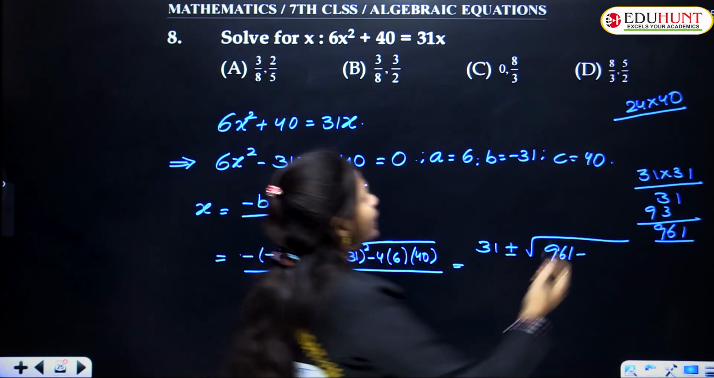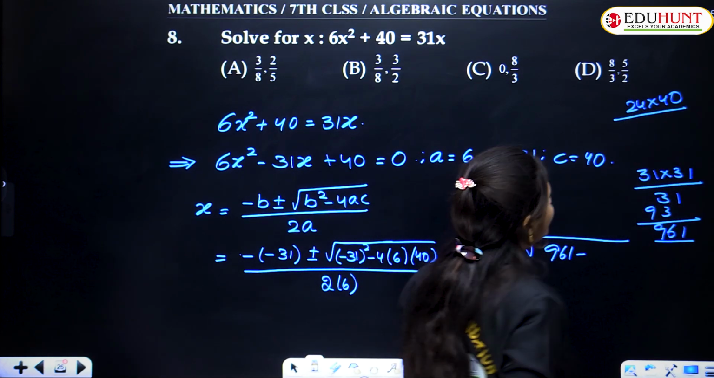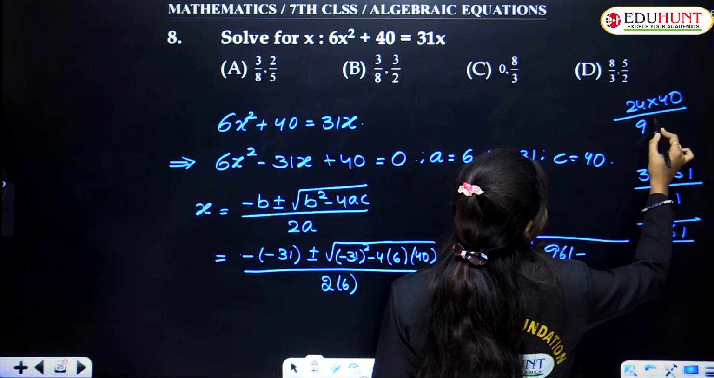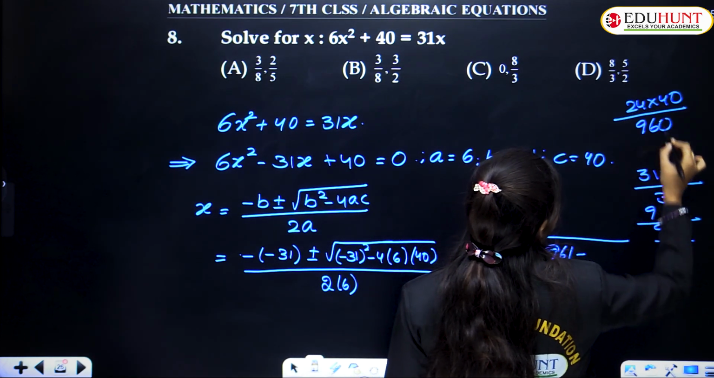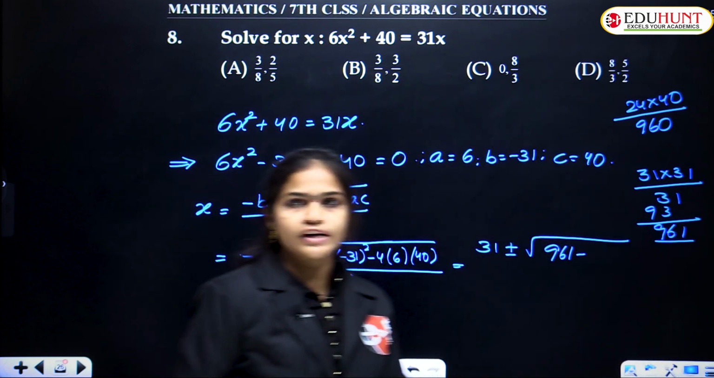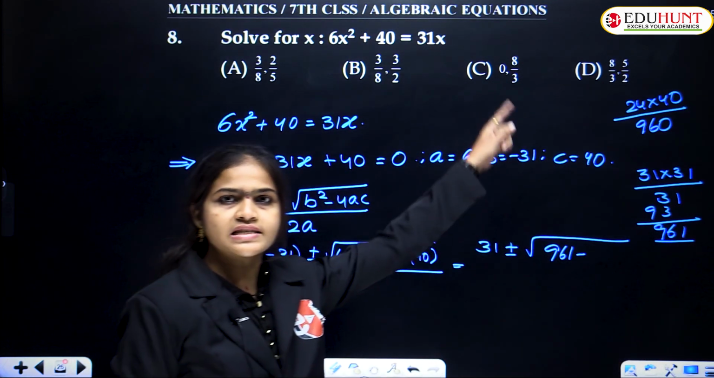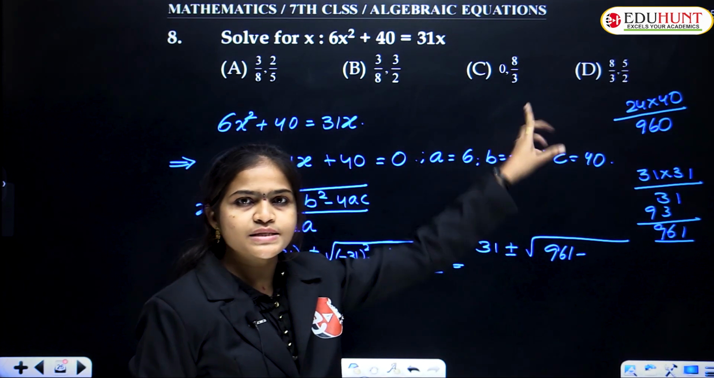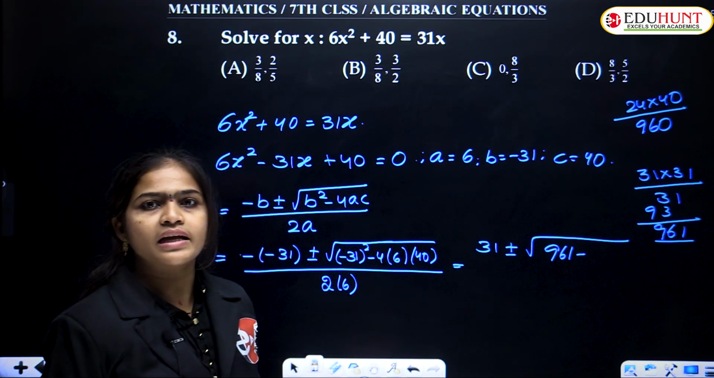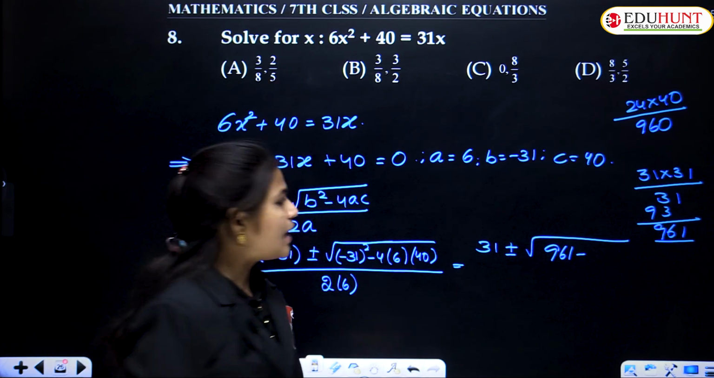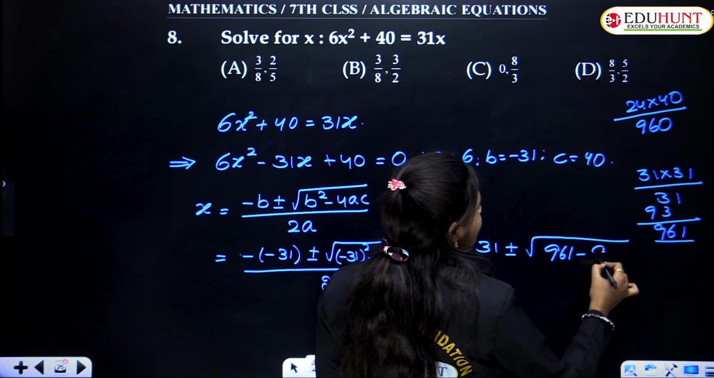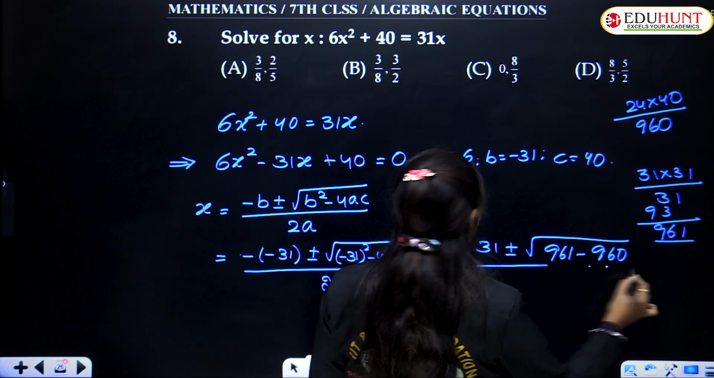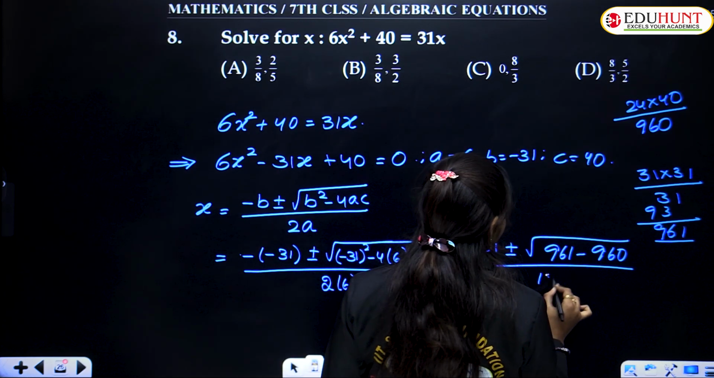Understand? So here 24 into 4 is equal to how much? That is equal to 96. And here 0 is there, so keep that 0. 24 into 4 is 96 only, 4 fours are 16 and 4 twos are 8 plus 1, 96. So that is 960. Am I clear? Minus 960, whole by 2 sixes are 12.